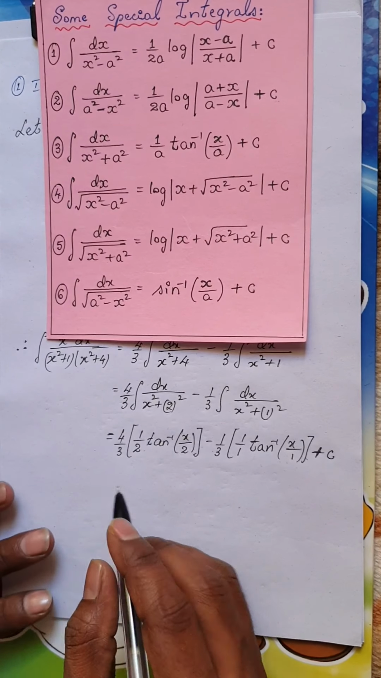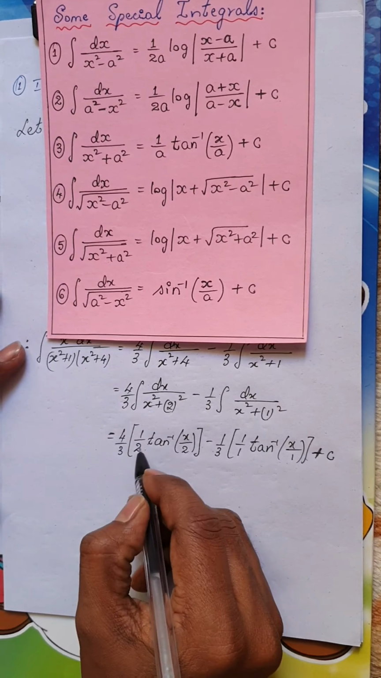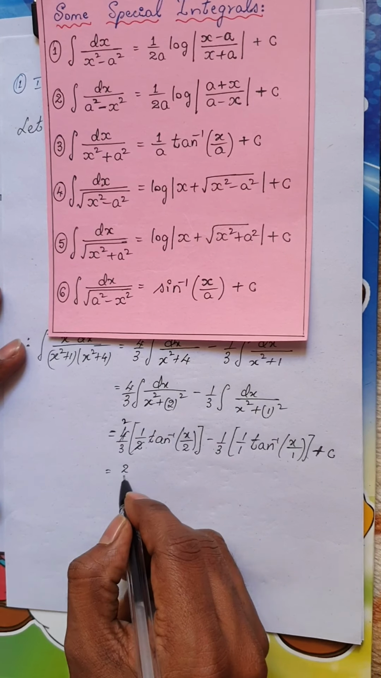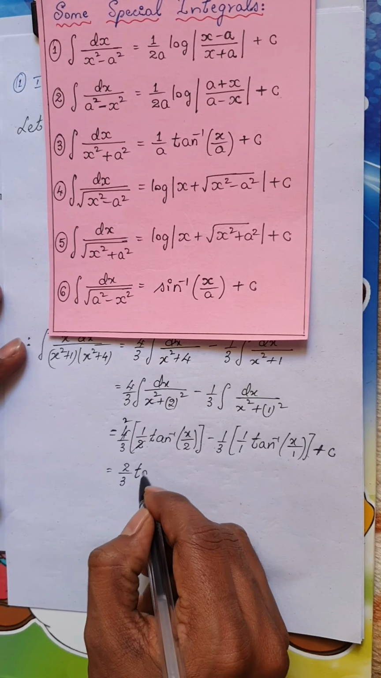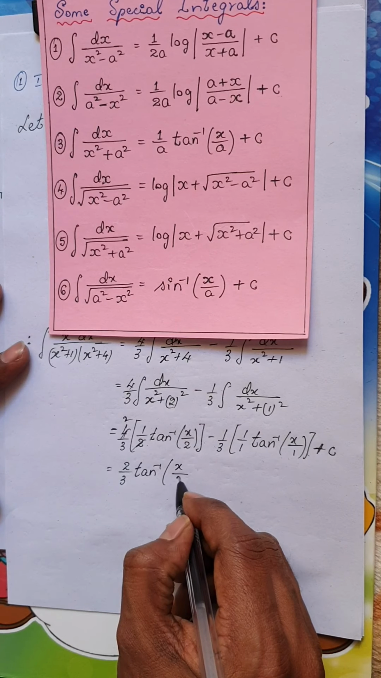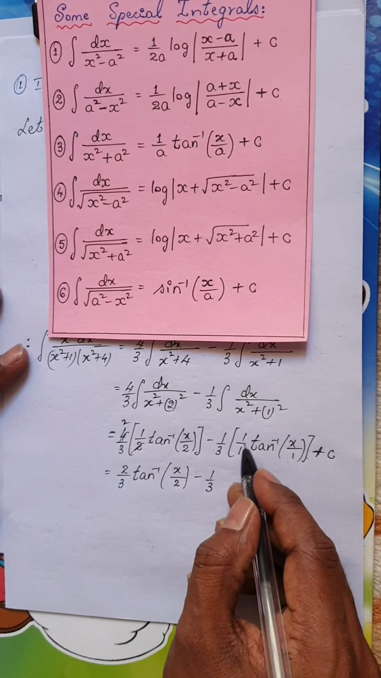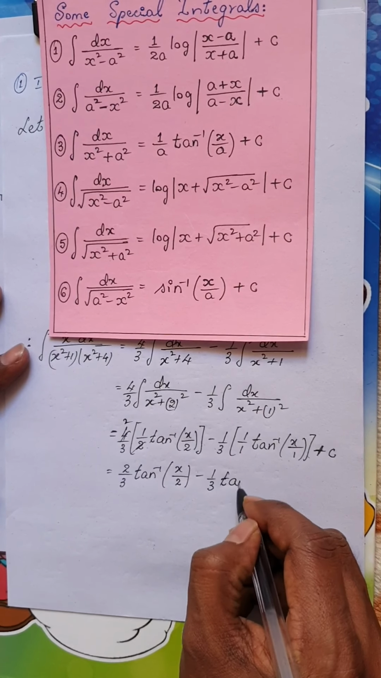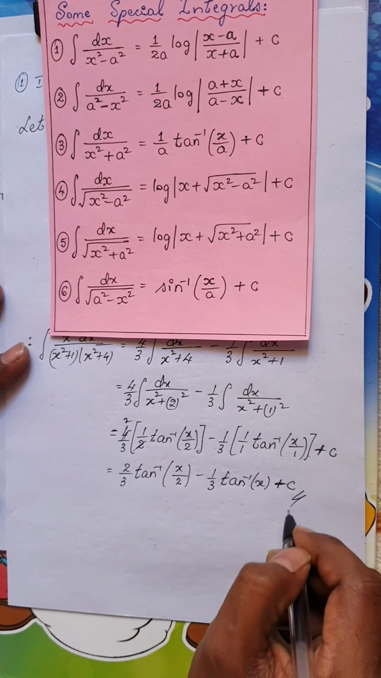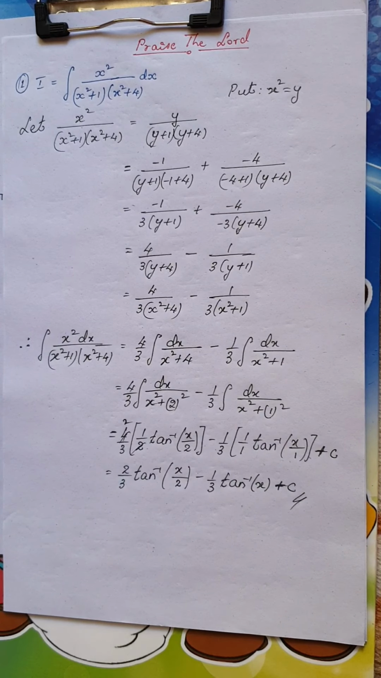So, I am going to further rewrite this result. You can cancel the 2s. So, the result would be 2 by 3 into tan inverse x by 2, okay, minus 1 by 3, and this 1 by 1 is nothing but 1, and tan inverse x by 1 is also x, plus c. This is the constant of integration, and this would be the final answer for the above given integral.